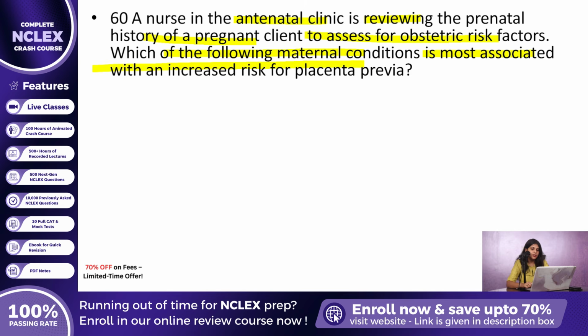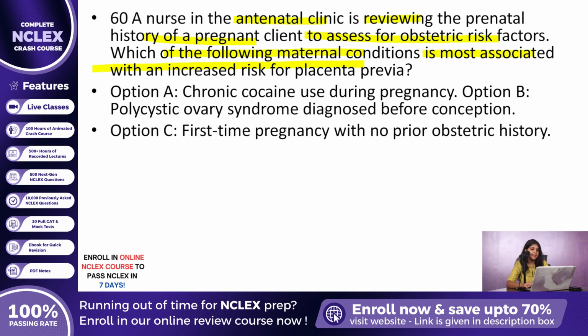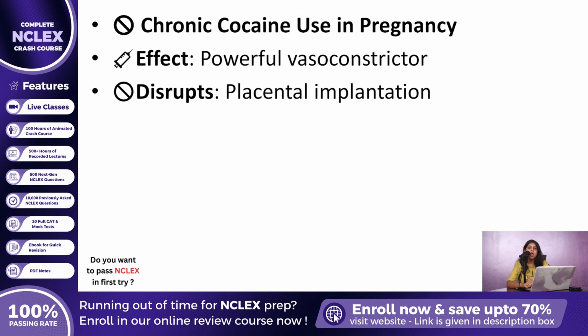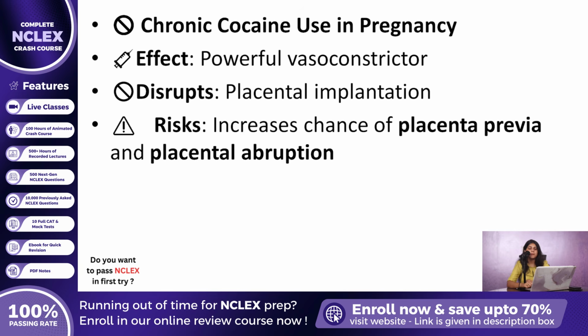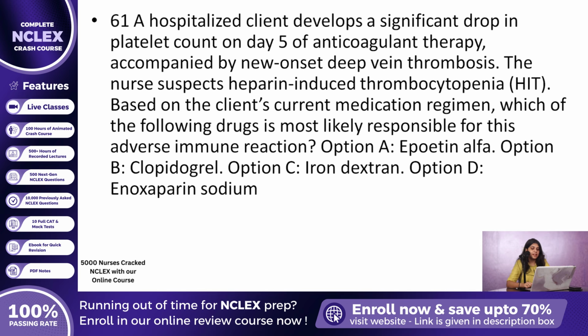Option A. Chronic cocaine use during pregnancy. Option B. Polycystic ovary syndrome diagnosed before conception. Option C. First-time pregnancy with no prior obstetric history. Option D. Gestational diabetes diagnosed during the 2nd trimester. The correct answer is Option A. Chronic cocaine use during pregnancy. Cocaine is a vasoconstrictor that interferes with placental implantation and is a known risk factor for both placenta previa and abruption. Transitioning into question 61, we address anticoagulation-related complications.